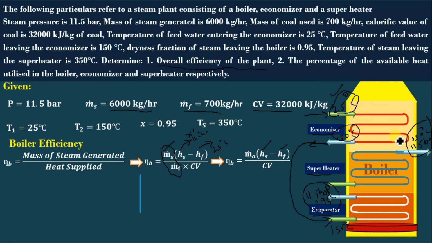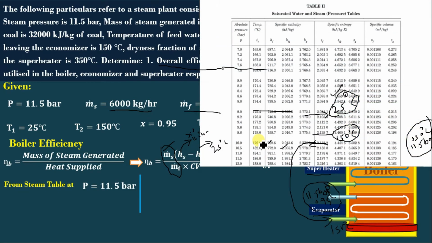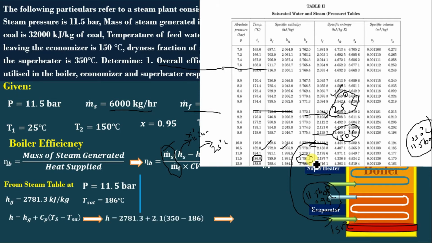To find the enthalpy of steam coming out of the boiler at 11.5 bar and 350 degrees Celsius, we can take it from the steam table or we can use the formula. Here we are going to use the formula alone. At 11.5 bar, the saturated temperature is 186 and the enthalpy is 2781.3. Take the 2781.3 and saturated temperature 186. Use the formula h is equal to hg plus Cp times (T superheated minus T saturated). Let's take Cp as 2.1 if it is not given in the question, and we find the enthalpy is 3125.7 kilojoule per kg. This is the enthalpy after the superheater.